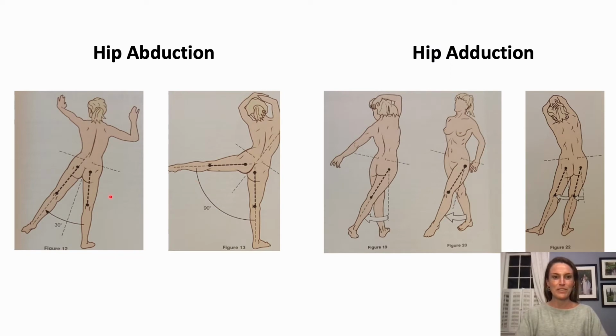Same idea here with hip ab and adduction. So even though we are assessing left hip abduction, you're also getting right hip abduction and lateral side bending.